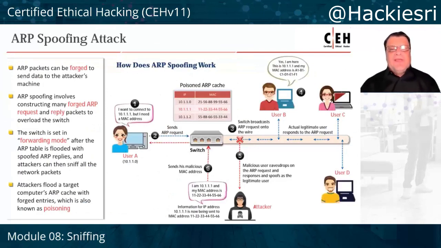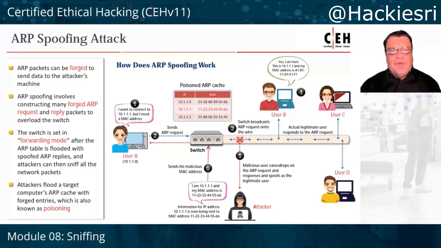ARP spoofing attack. ARP packets can be forged to send data to the attacker's machine. ARP spoofing involves constructing many forged ARP request and reply packets to, again, overload the switch. The switch is set in forwarding mode after the ARP table is flooded with spoofed ARP replies, and attackers can then sniff all the network packets at leisure. Attackers flood a target computer's ARP cache with forged entries, which is also known as poisoning.